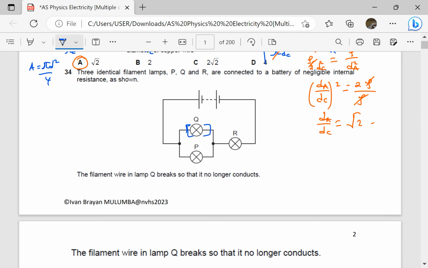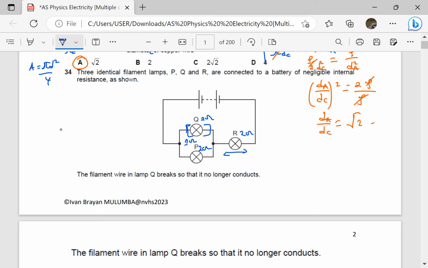So to understand this, let's give these lamps some resistance that we shall base on. Let's say they all had resistance 2 ohms. It means here, when they are in parallel, total resistance here would be 1 ohm. And total resistance here is still 2 ohms. If the same current is flowing through this combination, it means the PD here is higher. The PD across this lamp is higher than the PD here.